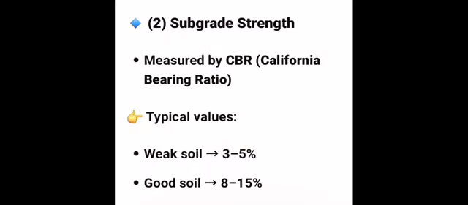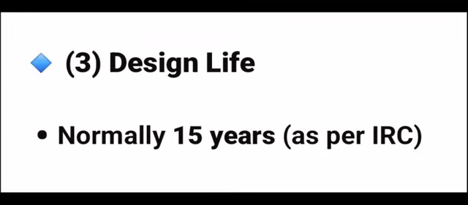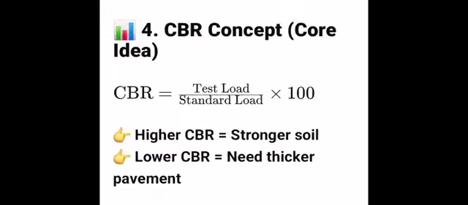Then subgrade strength. How is it measured? Measured by CBR, California Bearing Ratio test. Typical values: in case of weak soil, it is less, 3 to 5%. In case of good soil, 8 to 15%. Design life is normally 15 years as per IRC.